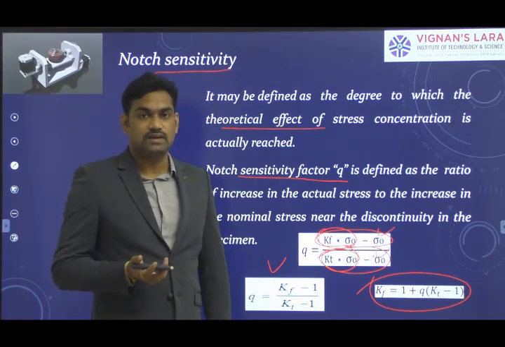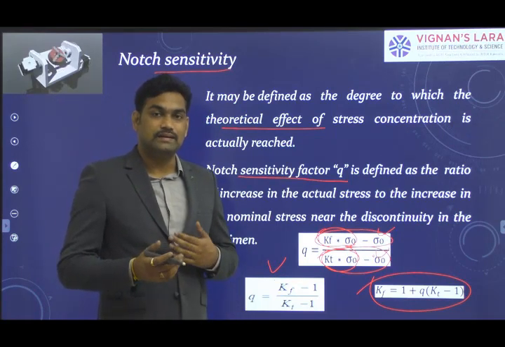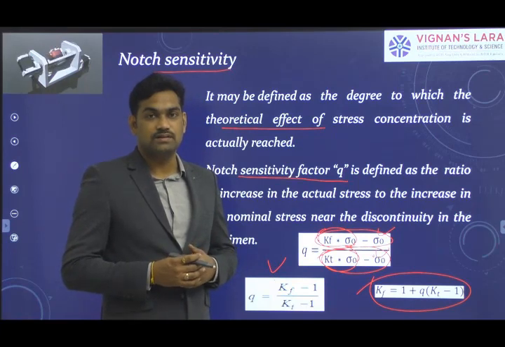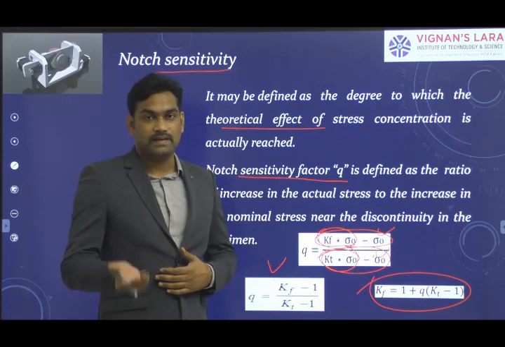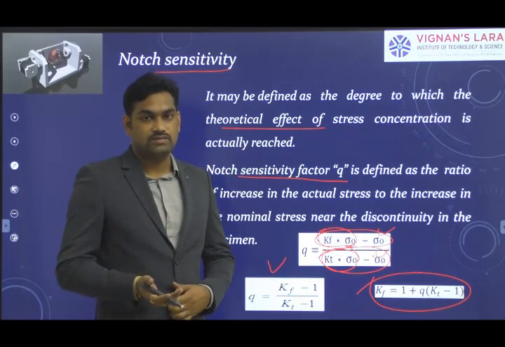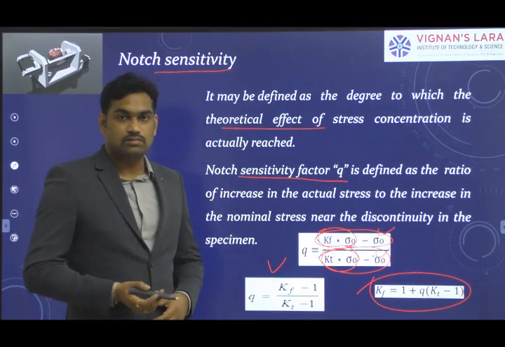In the next class we can see how to decrease or derate the endurance limit with respect to the standard specimen, to the actual working component in the actual case. Clear? So thank you.